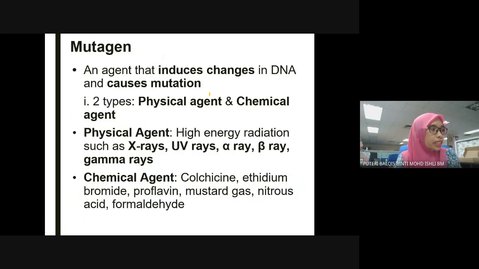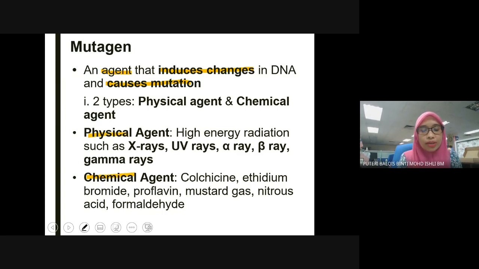Alright, mutagen. Apa itu mutagen? Mutagen is agent that induce changes in DNA and causes mutation. Okay, agent that induce changes in DNA and causes mutation. There are two types. There are physical agent and chemical agent. Siapa yang menyebabkan berlaku mutation ni? Apa benda yang menyebabkan berlaku mutation ni? Kita panggil dia sebagai mutagen. Okay, induce changes in DNA and cause mutation. We have two types. We have physical and chemical.